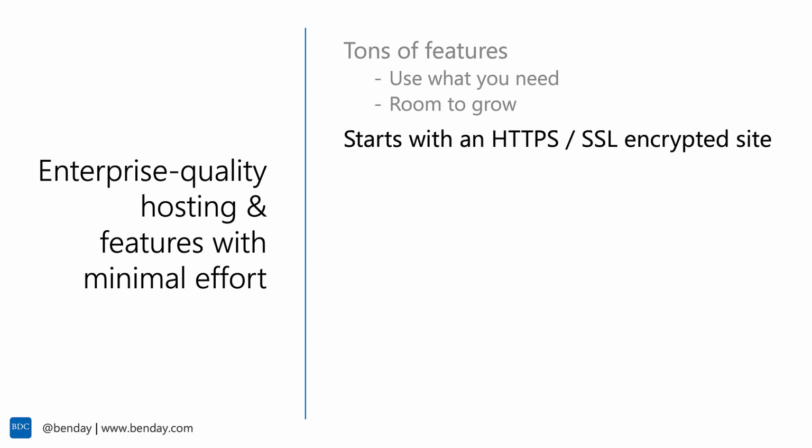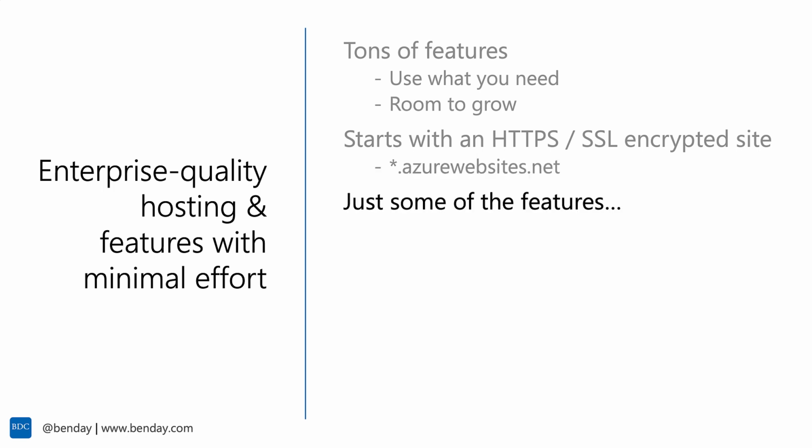So that application is going to start with an HTTPS SSL encrypted site. So right there, that's pretty nice because that SSL HTTP thing is sometimes a little bit hard to set up. You've got to buy a certificate. You've got to install the certificate, DNS things, whatever. So it starts with this encrypted site and it gives you a domain. So whatever you name your web app, .azurewebsites.net.